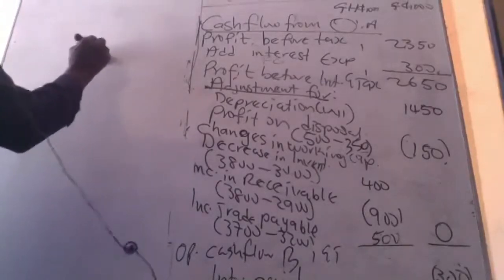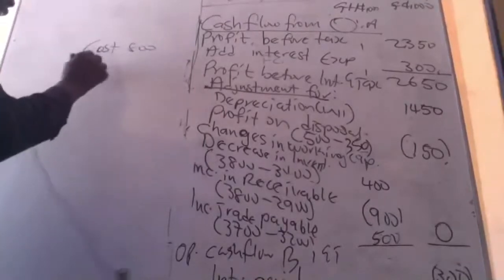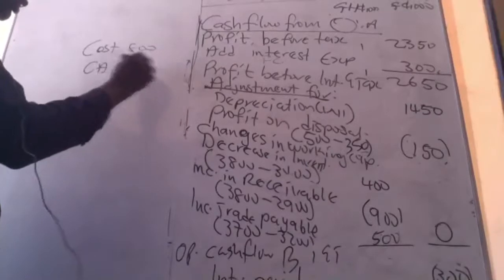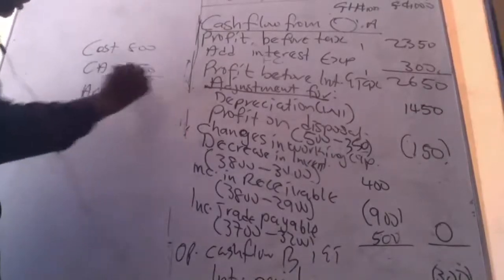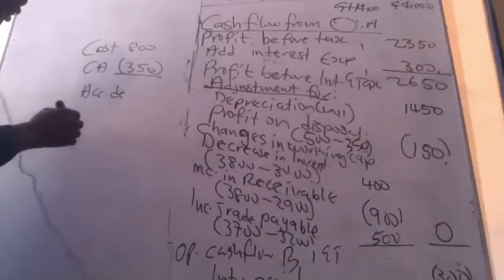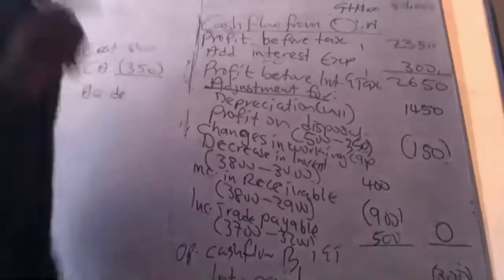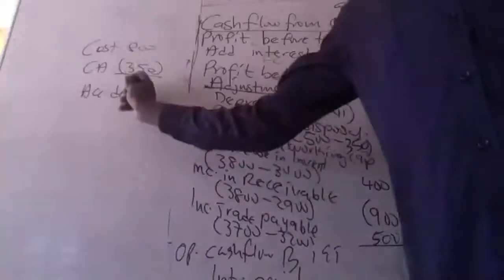The cost is what? Cost is 800. And then the carrying amount is what? 350. So what will be the accumulated depreciation? Please, what do you get? Accumulated depreciation will be 450, right?